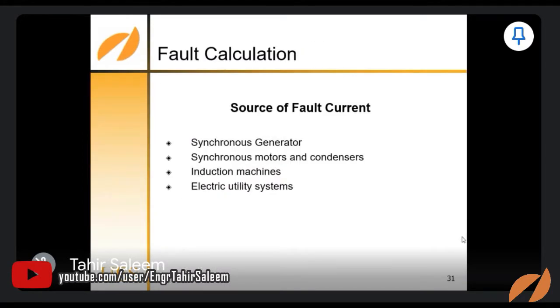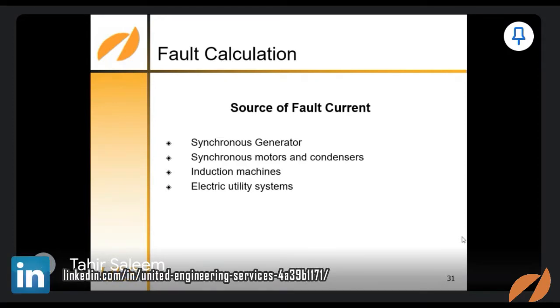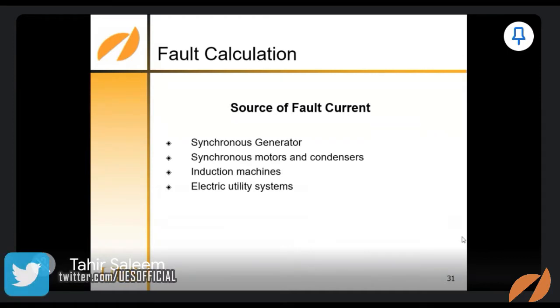Now, we come to the practical calculation. It is a simple calculation. You just have to remember Ohm's law and calculate the impedances. First of all, you have to remember this: the source of the fault current is only the dynamic machines.